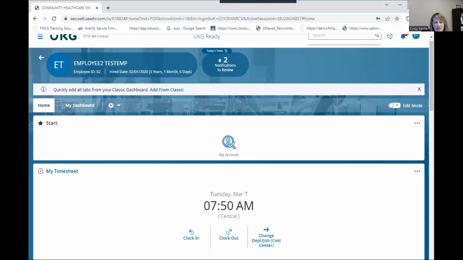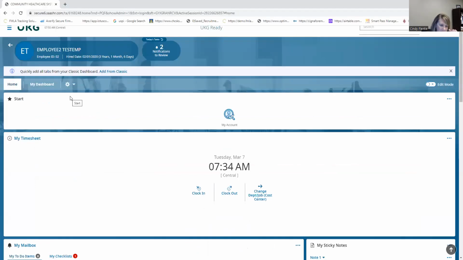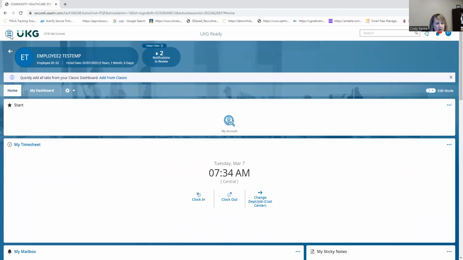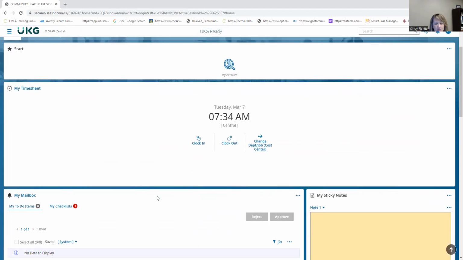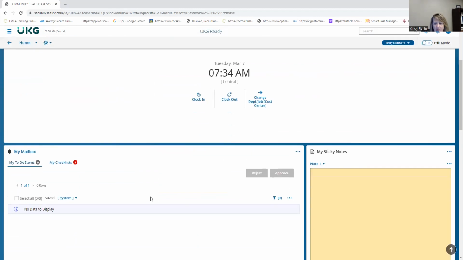Okay, so you can see here, this is a test employee login screen. This should look very familiar to most of you when you log in. If you log in and go to your home screen, you should have some of this set up. Many of you probably have the My Time sheet. You also should have on your home screen My Mailbox, My To Do items, and My Checklist items.